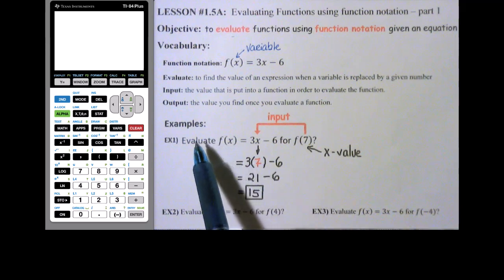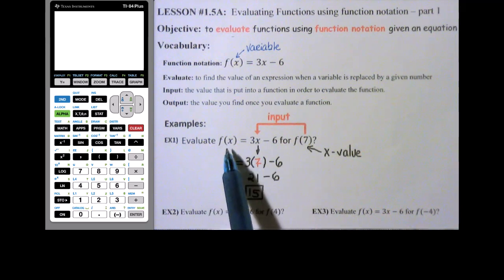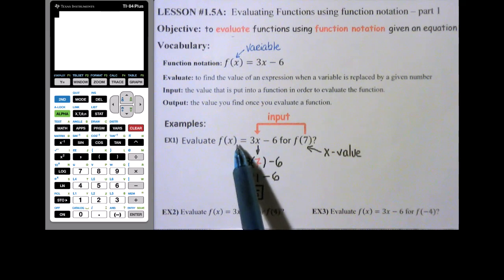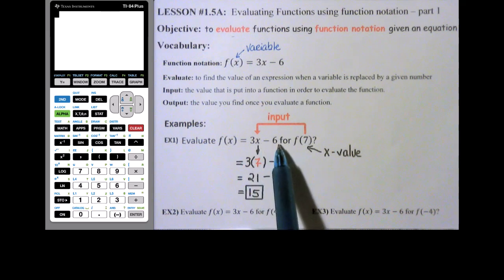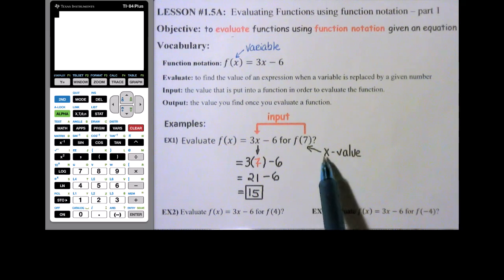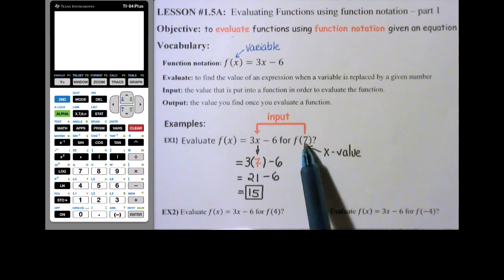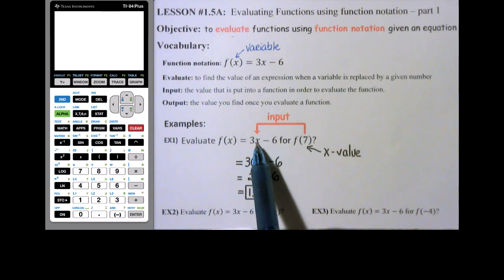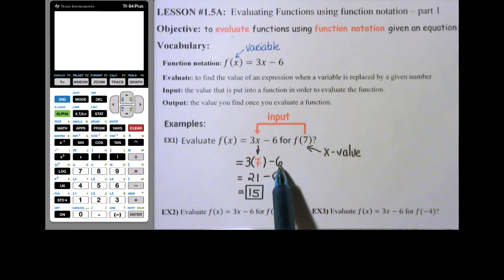So let's take a look here. Let's suppose I have this example. I have this function, f of x equals 3x minus 6, and I'm asked to evaluate f of 7. If you notice, I'm given the input 7, and this 7 is the x value. So in other words, instead of x, I'm going to replace it with 7. So I'm going to put 3 times 7 minus 6, which is 21 minus 6, which gives me 15.